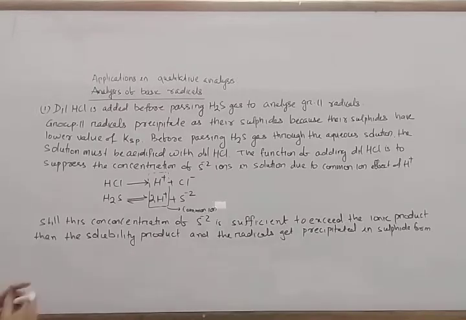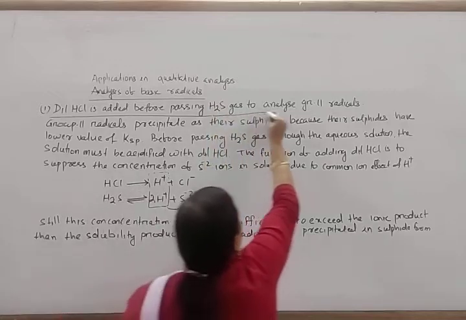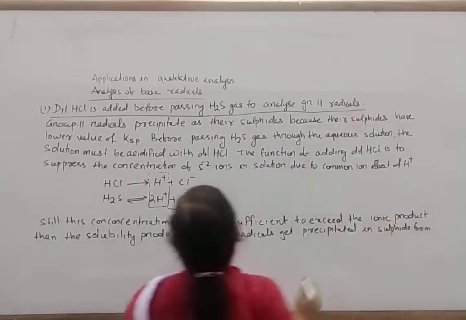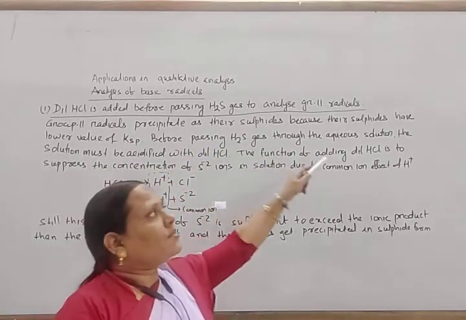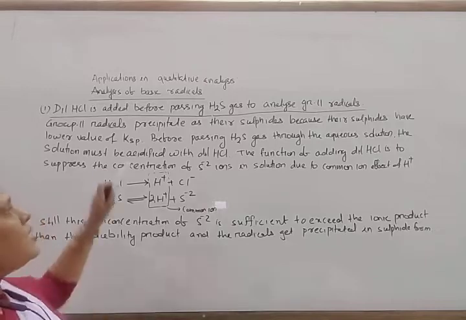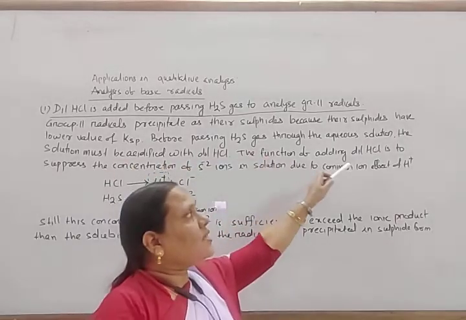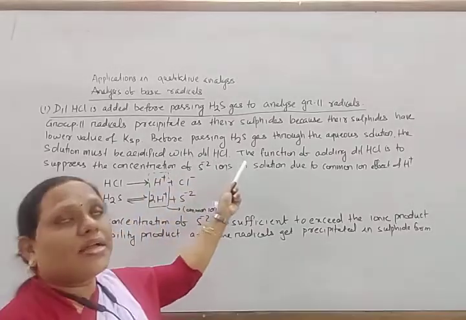So look here, dilute HCl is added before passing H2S gas to analyze the group 2 radicals. Group 2 radicals precipitate as sulfides because the sulfides have lower values of Ksp. So before passing H2S gas through the aqueous solution, the solution must be acidified with dilute HCl.